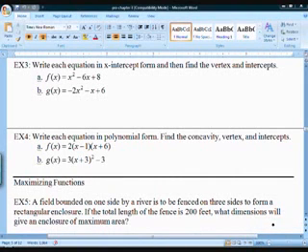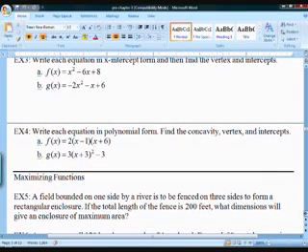Okay, the next example says write each equation in x-intercept form and then find the vertex and intercepts. We've actually already done that, because x-intercept form is simply factored form. If you go back to that first example, we factored both of those. Like the first one would be f of x equals (x minus 2)(x minus 4). That's factored form. Not really interested in you knowing about x-intercept form, but we use it mainly to find your intercepts. So with that said, let's skip down to example 4.